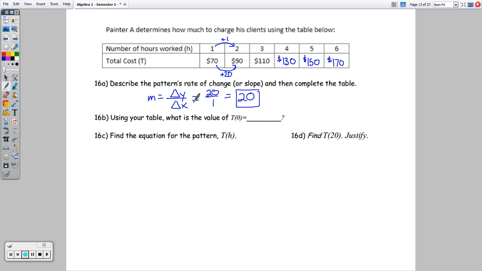Using your table, what is the value of T of 0? So if you add 20 going this direction, you're going to subtract 20 going this direction. So if you had a 0 and you subtracted 20 from 70, you have 50. Essentially, that would mean that the painter is just going to charge you $50 just for showing up and not working at all. And that happens in real life.